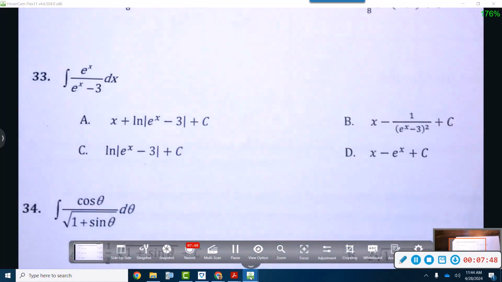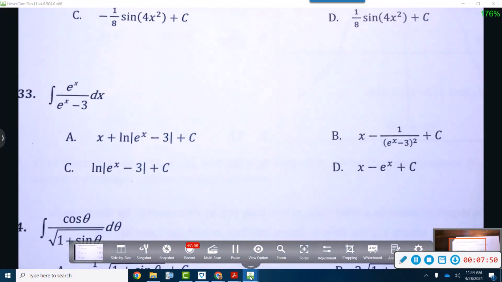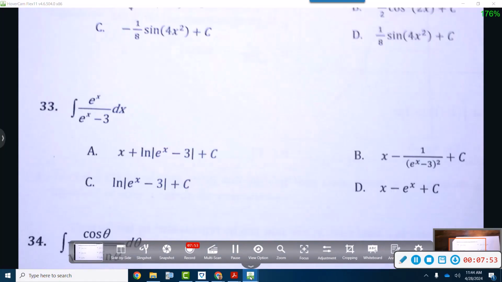All right, and that covers the antiderivative. No, we still got more. Where are we at? 7 minutes. I'll go a few more. We're going to cross some of these out too.